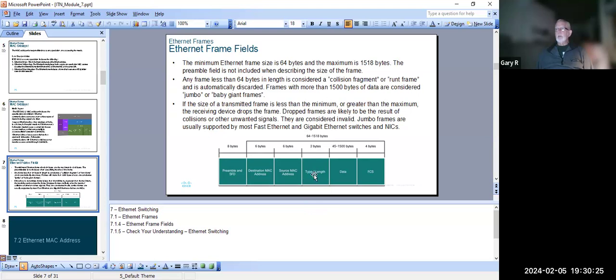And the value of the type field will be more than 1500 because the length of an Ethernet frame should not exceed 1500. Okay. The minimum Ethernet frame size is 64 bytes. Maximum is 1518. Okay, so those are some numbers you would want to know.